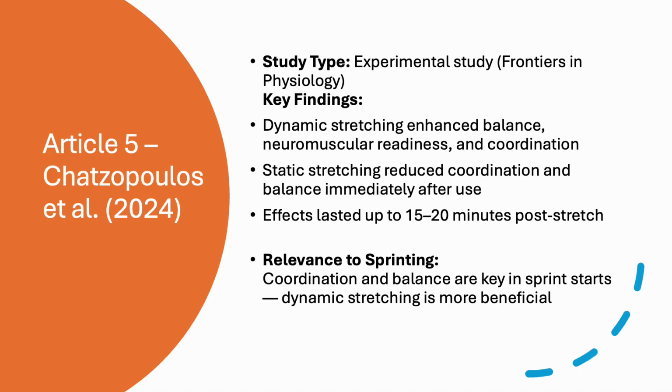And the fifth article that I looked at was an experimental study by Frontiers in Physiology. The key findings were that dynamic stretching enhances balance, neuromuscular readiness, and coordination. Static stretching reduced coordination and balance immediately after use, and the effects of stretching lasted up to 15 to 20 minutes post-stretch. The relevance to sprinting is that coordination and balance are key in sprint starts, and dynamic stretching was found to be more beneficial.